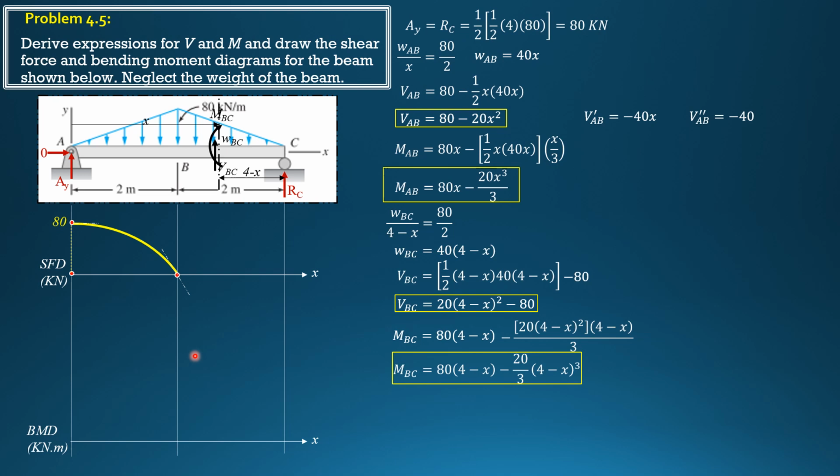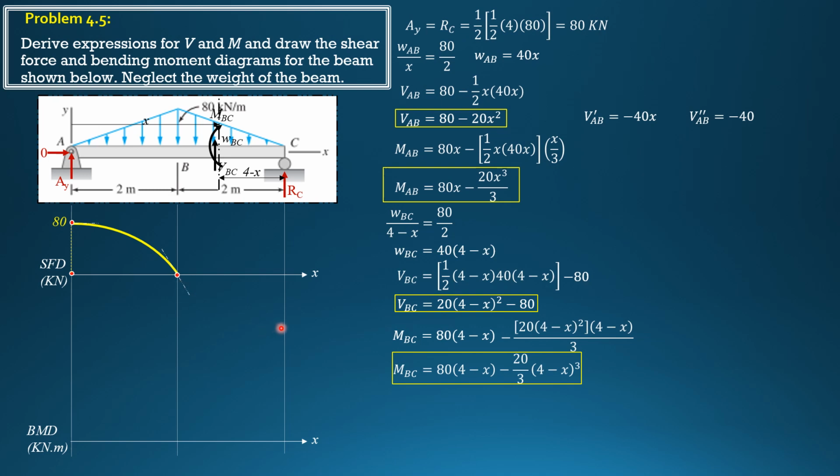So there are two techniques. One is based on the slope, which for shear is defined as the intensity of the load. The other is based on the second derivative, which is the concavity. So it is negative 40, so it is concave downward.